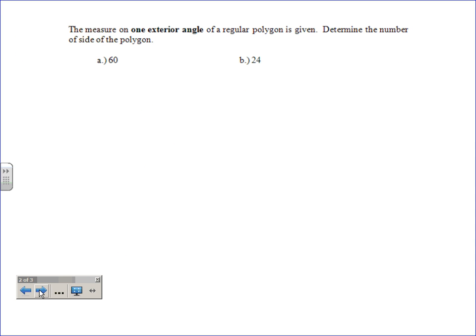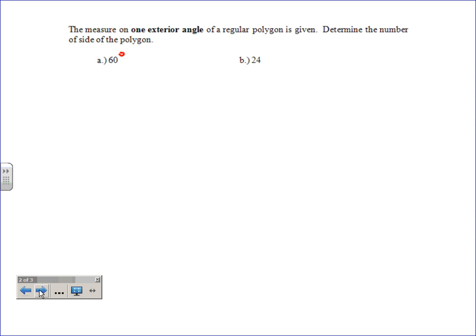So what if I give you an exterior angle of a regular polygon? Again, regular means all the angles and all the sides are the same. Determine the number of sides. Uh-oh, turned it around on you. But it's saying that one exterior angle is 60 degrees. It might be helpful to know what an interior angle then is. If that's the exterior, what's the interior? 120. Okay, that might be helpful.